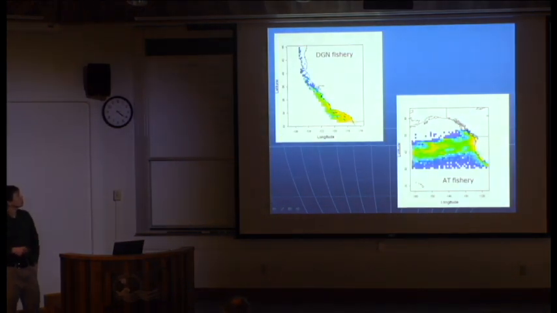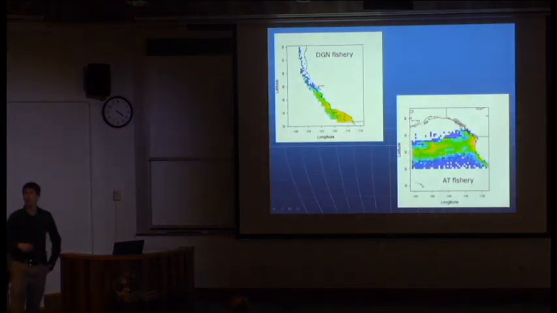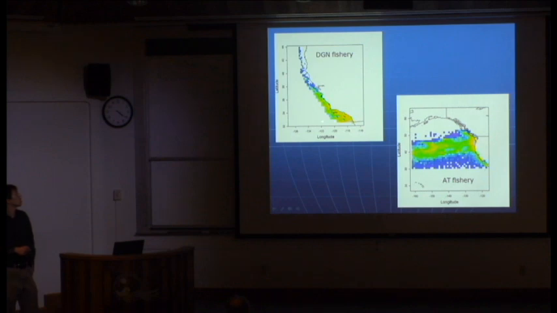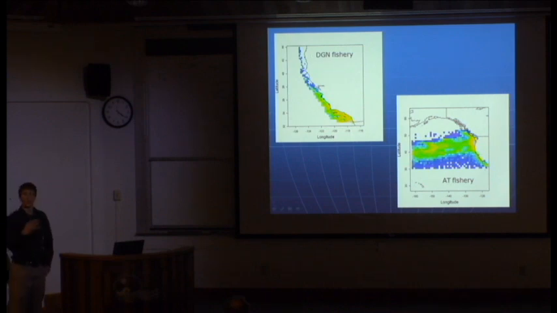So this is a picture of the two fisheries. This is just total effort over the 20-year time span. You see the effort for the DGN fishery is really concentrated in the south off San Diego here. But it does come well up here. It's still a fair amount of effort. But it's a very coastally oriented fishery. People go out in their small boats, set the nets overnight, get the catch, come back in the next day.